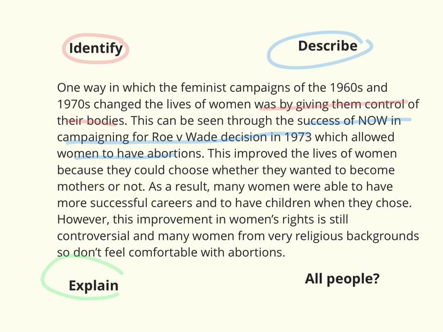So that leads on to the explanation by saying it improved the lives of women because it allowed women to choose whether they wanted to become mothers or not. But then you've got your complexity at the end by saying, despite this improvement, for some women, their lives didn't improve because not all women wanted to have abortions.